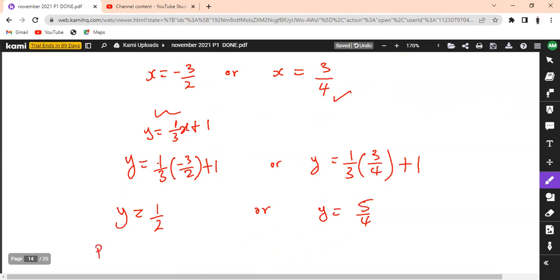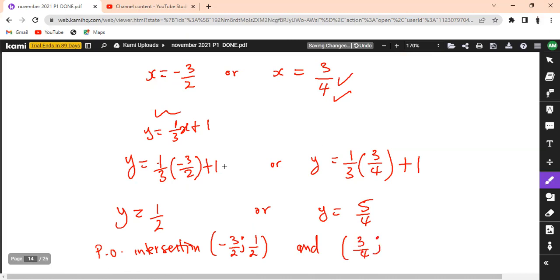Okay, so therefore the point of intersection, in this case, the first one is x with minus 3 over 2. So it's going to be minus 3 over 2, and y in this case was 1 over 2. So this is a point now. And the other point is when x is what? When x is 3 over 4, y was 5 over 4. Okay, this is 5 over 4, guys. Take note. This is 5 over 4.